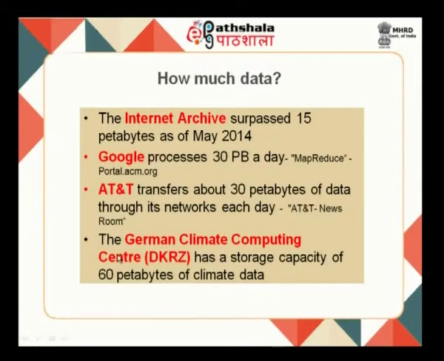This center has been created for the purpose of monitoring changes in weather. Various weather parameters are monitored and saved in the form of data in their weather server. This German Climate Computing Center has a storage capacity of 60 petabytes of climate data. So, when we want to do a real analysis on climate data, we will have to deal with 60 petabytes of climate data.